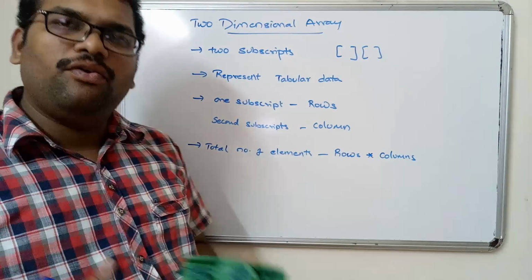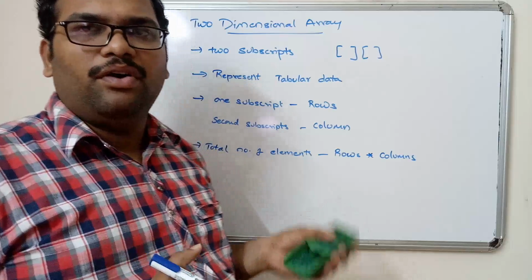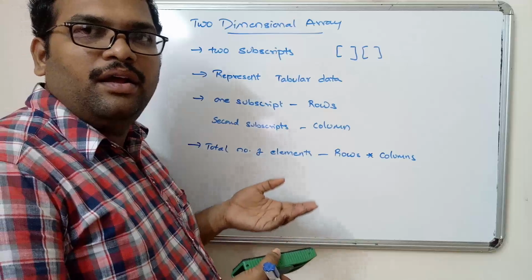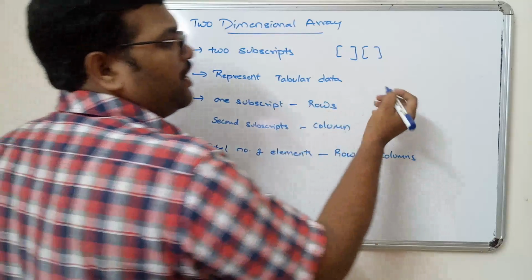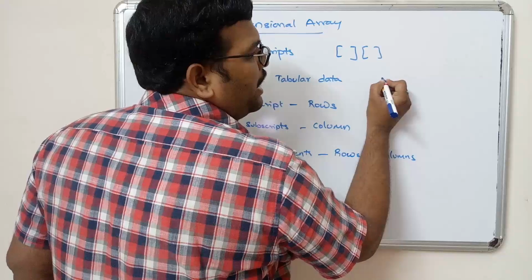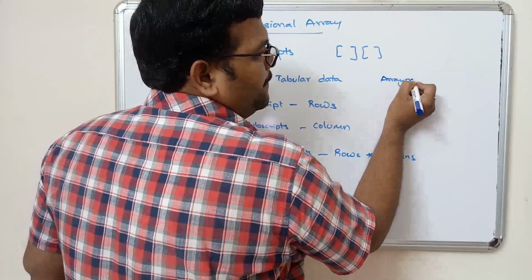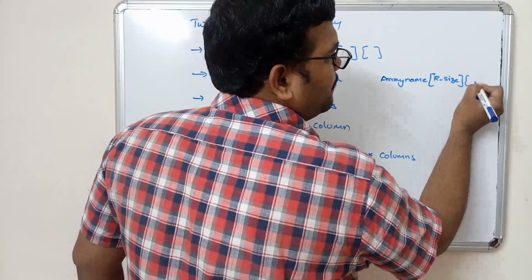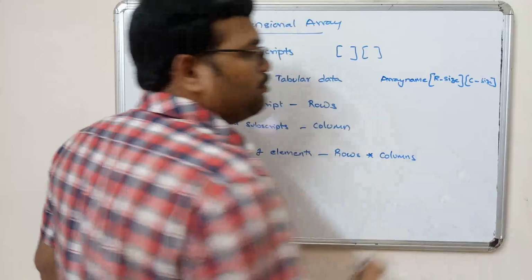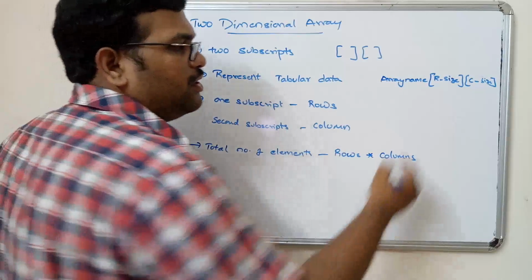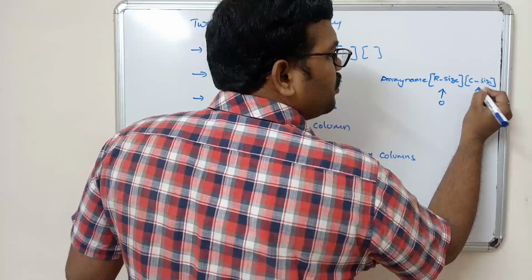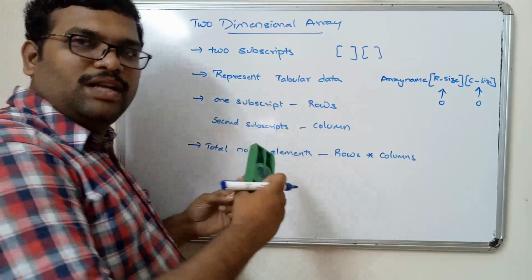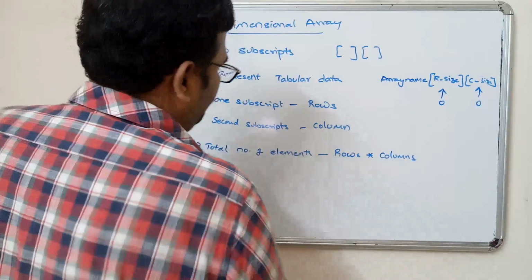Whatever rules we followed for the one-dimensional array, the same rules are to be followed for the two-dimensional array also. We have to give a name for a two-dimensional array also. Similarly, we can represent it as array name, row size, column size. So we have to mention both row size and column size. Here also the index starts from 0, and this also the index starts from 0. So we have to mention two sizes, one for row and another for column.